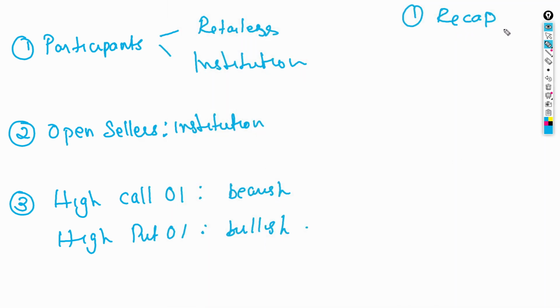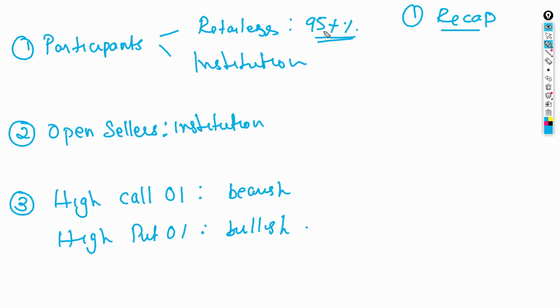Coming to the first part, recap of the previous session, we had discussed 3 main things. First, who are the participants in the markets? We understood that there are 2 main participants, the retailers as well as institutions. And more than 95% of retailers usually end up losing money.